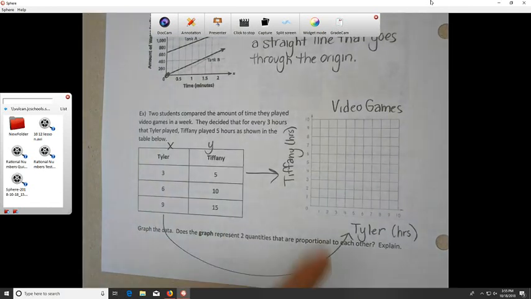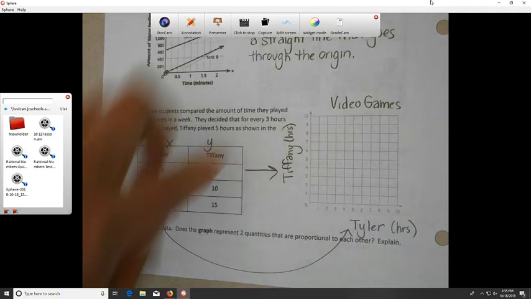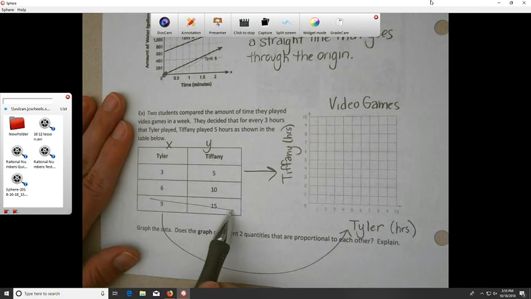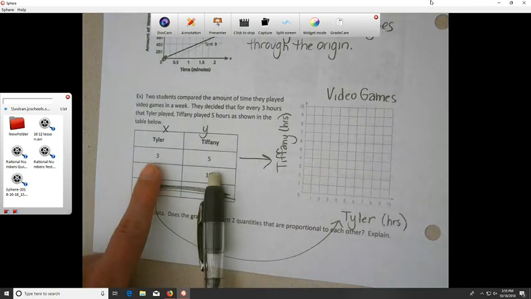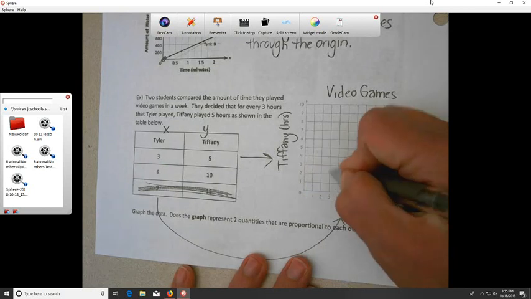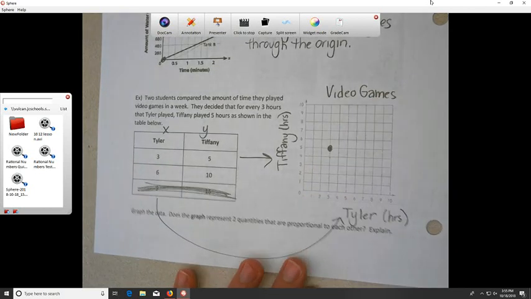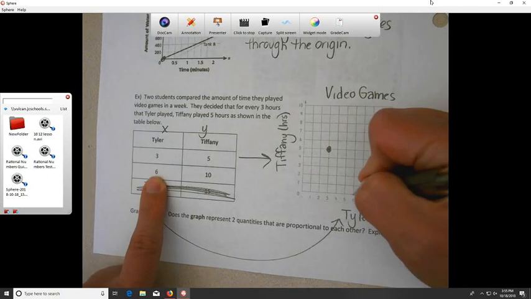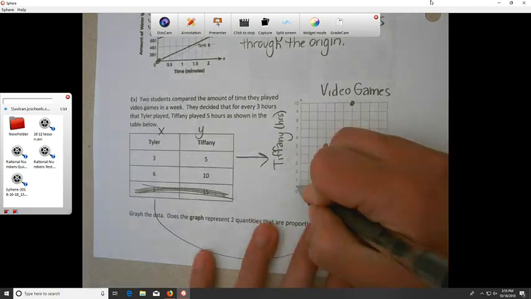Now, I messed up when I put this graph on here, and I meant to put one that went up to 15. I only put it up to 10, so we're going to ignore this last point on the table. So that's my fault. And so we'll look at our first point. So we have 3 for Tyler and 5 for Tiffany. So I'm going to go over to 3 and up to 5, and there's my first point. Now we have 6 for Tyler and 10 for Tiffany. So that's going to be right there. And then I'm just going to connect these.